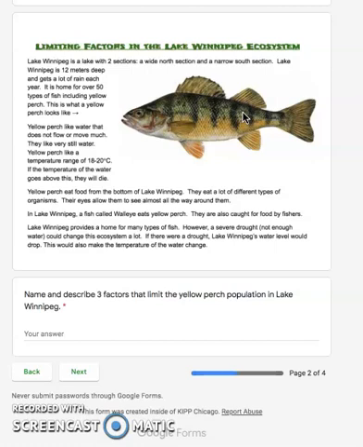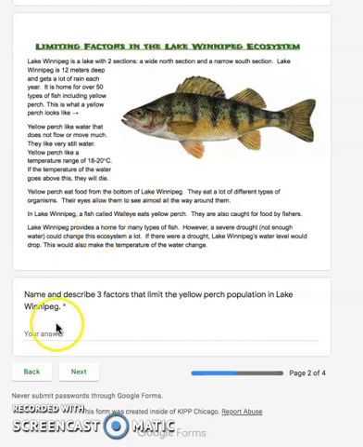In Lake Winnipeg, a fish called a walleye eats yellow perch. They are also caught for food by fishers. Lake Winnipeg provides a home for many types of fish. However, several droughts, not enough water, could change this ecosystem a lot. If there were a drought, Lake Winnipeg's water level would drop. This would also make the temperature of the water change.